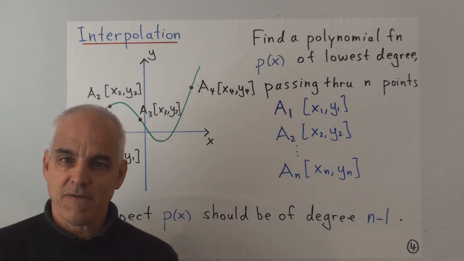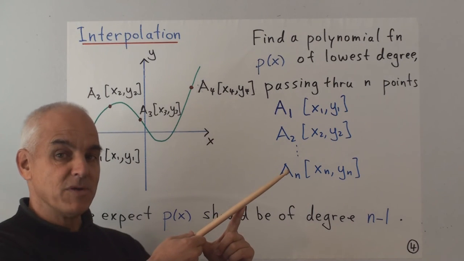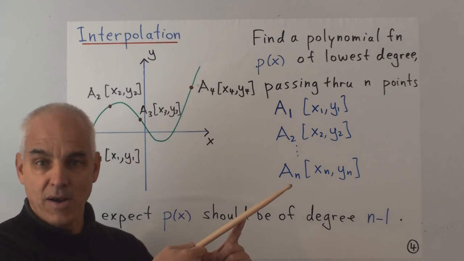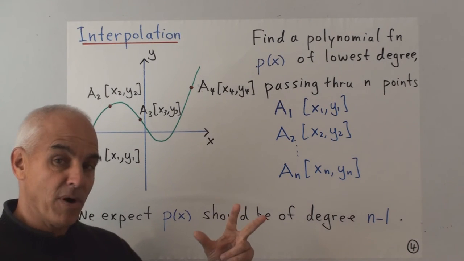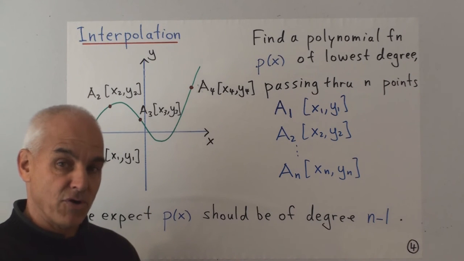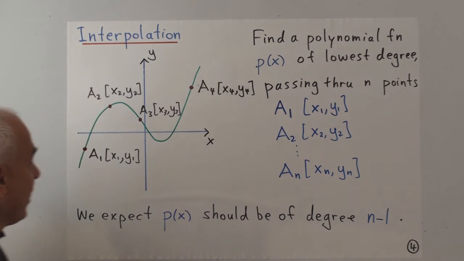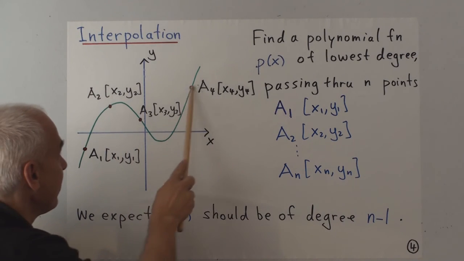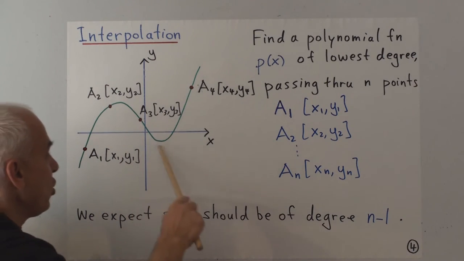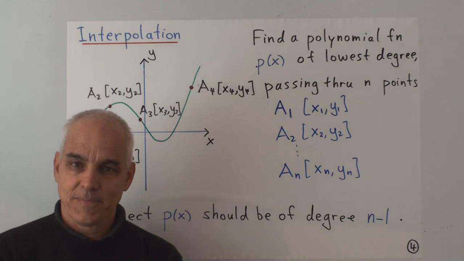So if you have 2 points, then 2 points can always be joined by a line, which is of degree 1. If you have 3 points, then you expect that a parabola, or a quadratic polynomial function, should go through those 3 points. If you have 4 points like these 4 here, you expect that a cubic can be found that goes through those 4 points.